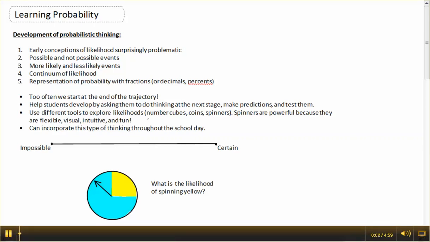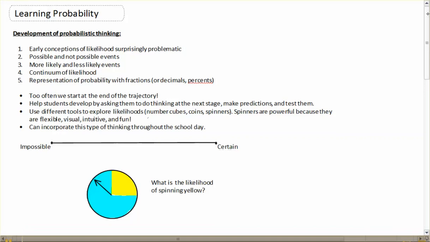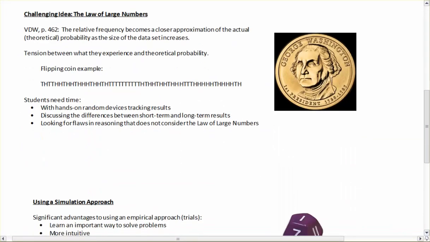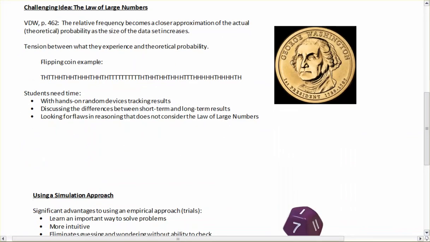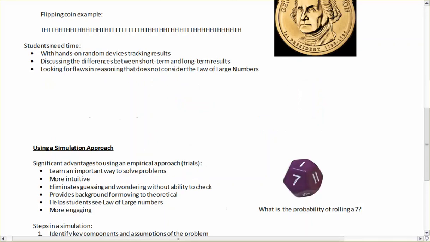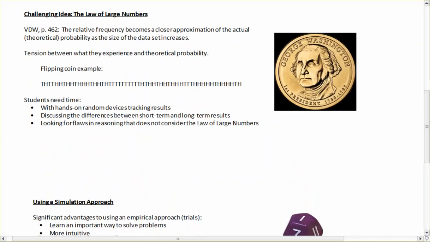Hi, this is the second video about learning probability. In this video, we'd like to talk about a challenging idea, the law of large numbers, and also using a simulation approach with students. What is the law of large numbers?